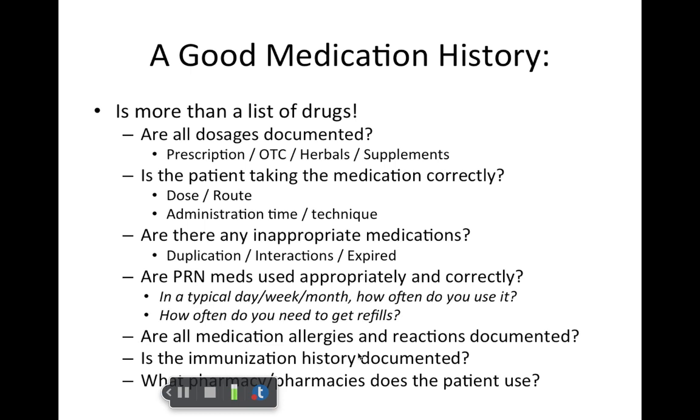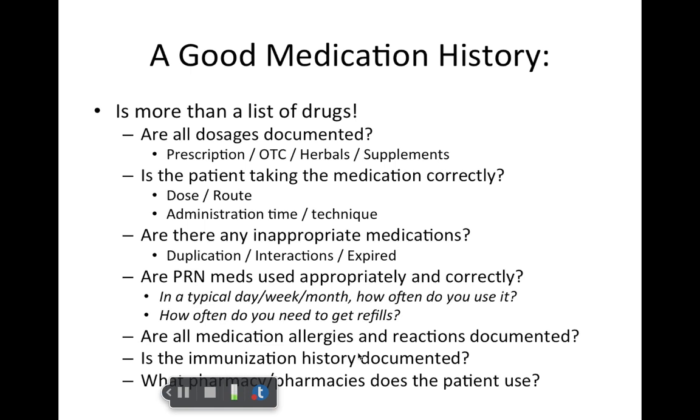Here's another one, PRN meds. Are they using them appropriately and correctly? So if you've got an albuterol inhaler on a patient's medicine list, how often are they using it? If it says 1 or 2 puffs Q4-6 PRN, are they using it every 4 hours, every day? Or are they using it just once or twice a week? Those are important follow-up questions that you need to know. Are all the medication allergies listed appropriate? Are they really true allergies?